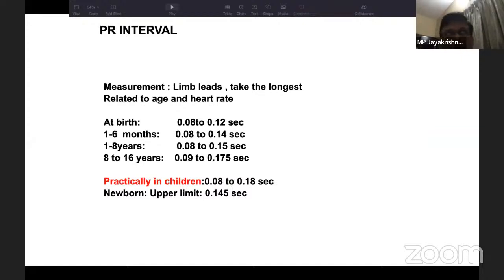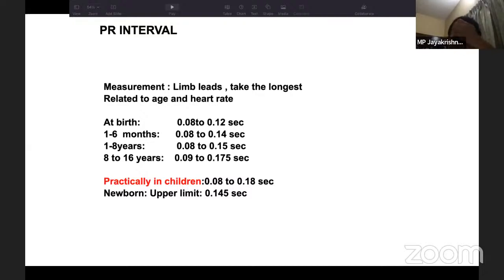So you look at the P wave first, then next comes the PR interval. As you know, PR interval starts from the beginning of the P wave to the beginning of the QRS complex. You generally measure it in the limb leads. And if it is variable in the different limb leads, you take the longest value that you get in the limb leads. As you know, PR interval varies with two factors, the age and heart rate.